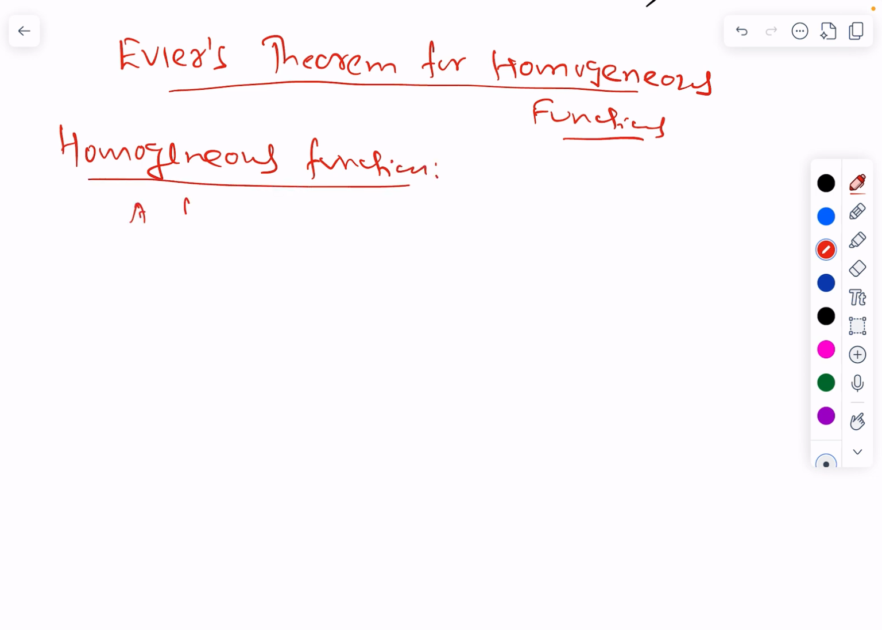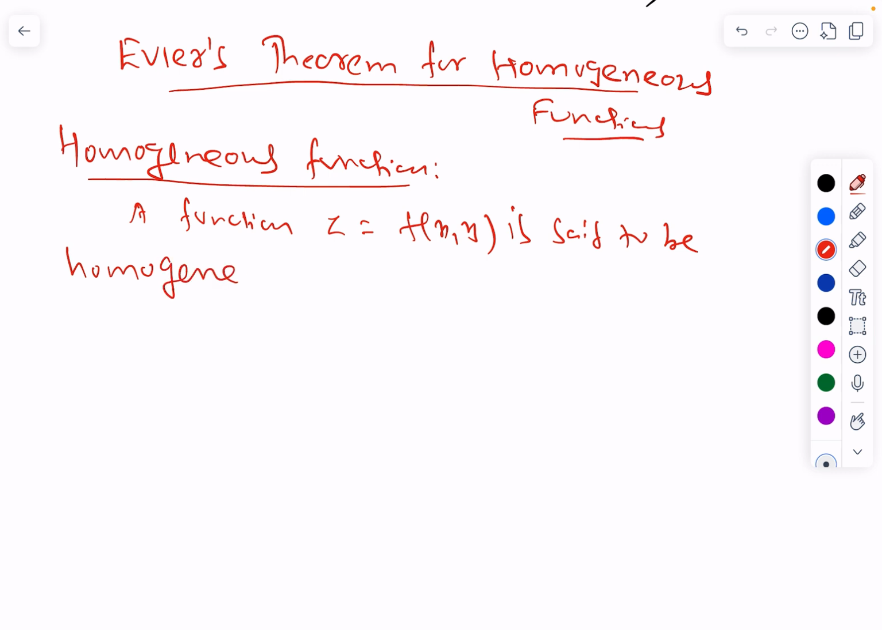A function, say z equal to f of x y, is said to be homogeneous of degree n if we can express z as x power n, and then the function of y by x.